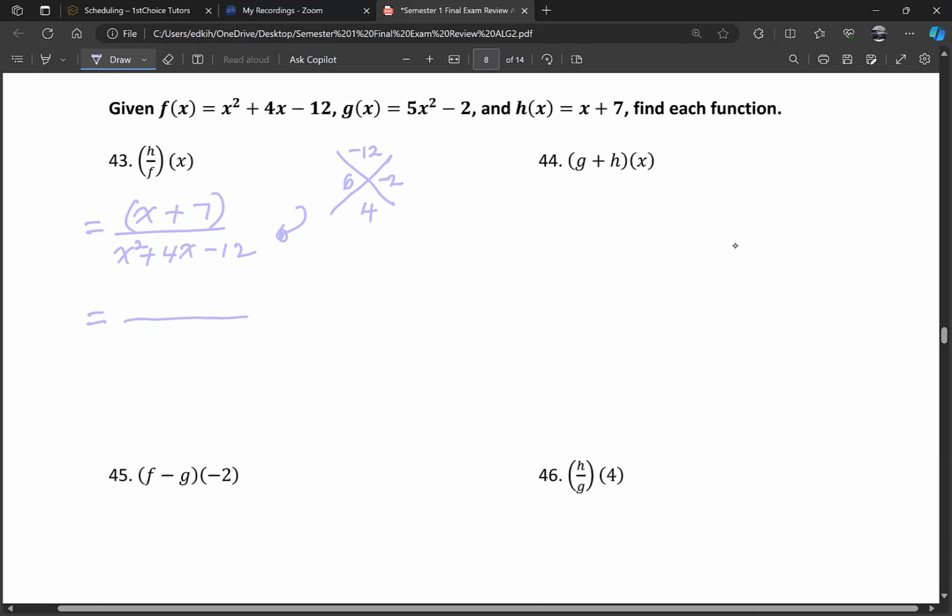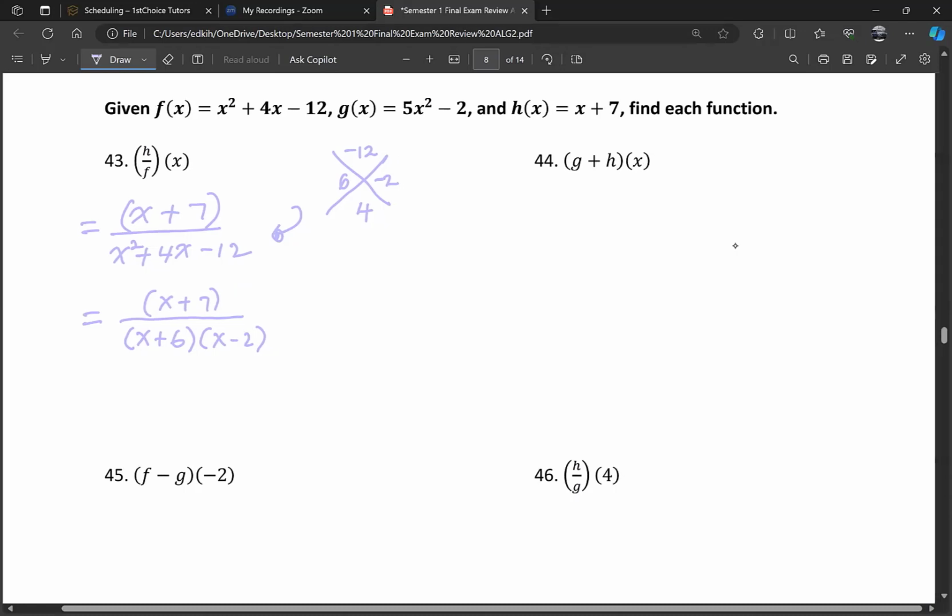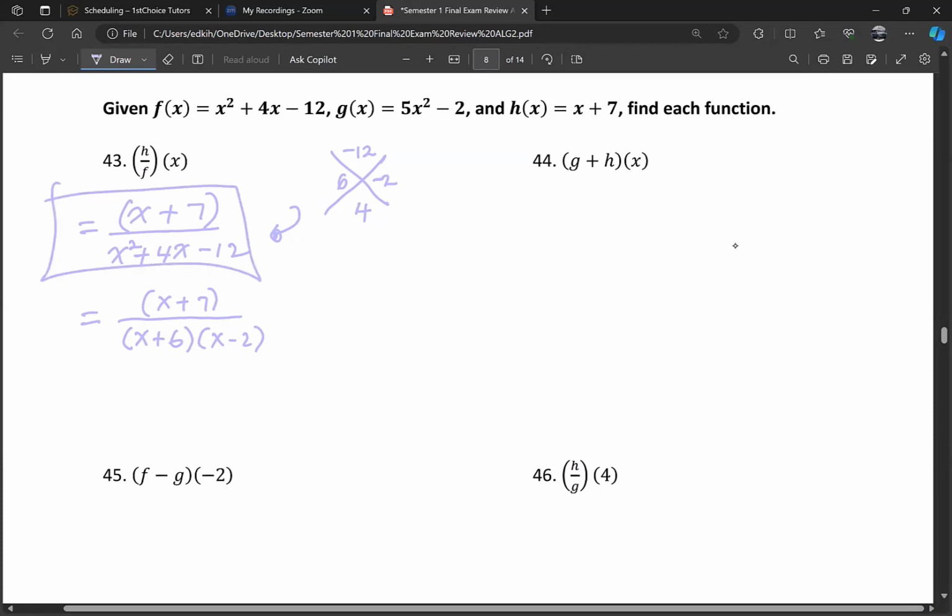So let's see if anything simplifies here. We have x plus 7 on top, but the denominator is x plus 6 and x minus 2. So nothing canceled out. Sometimes you find stuff canceling. This time it doesn't happen. That's why I was doing that. So I think you should check it to see if you can or not. We could have left the answer as it was, but since we factored, there's no harm in doing the simplification. So you're good. That's still right.